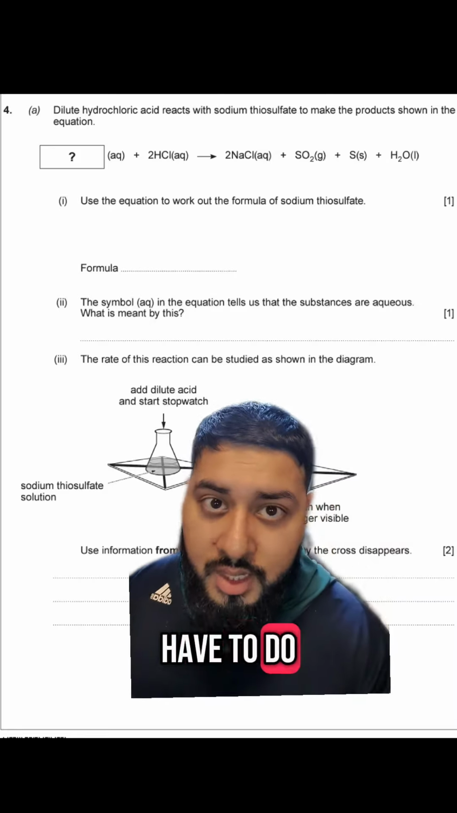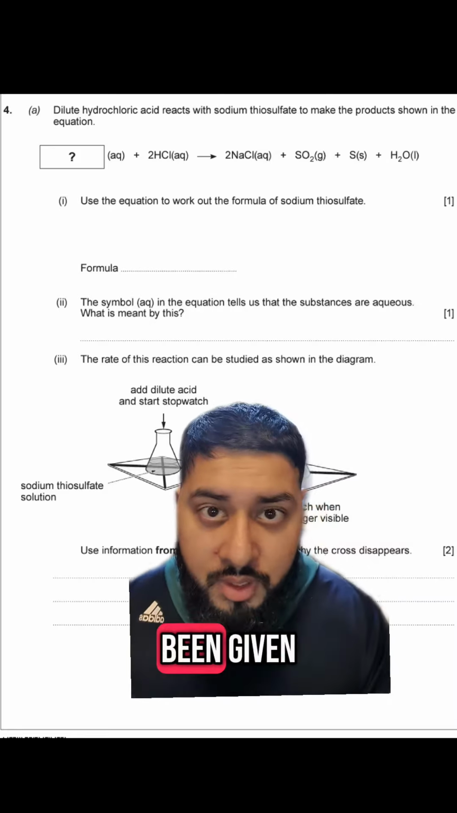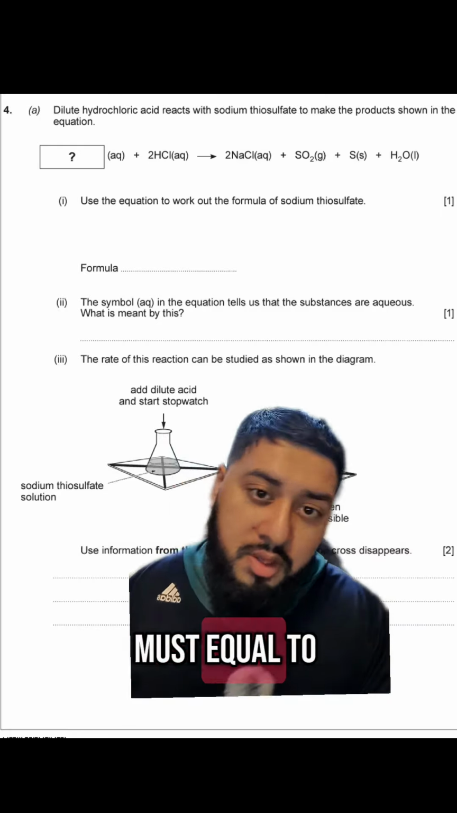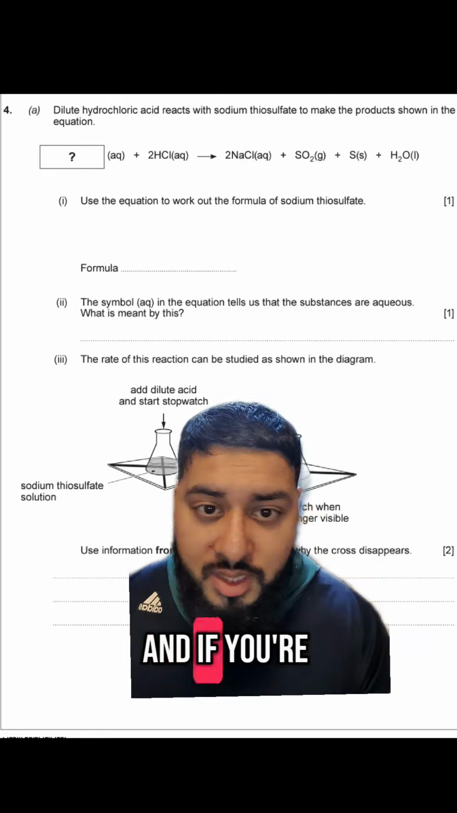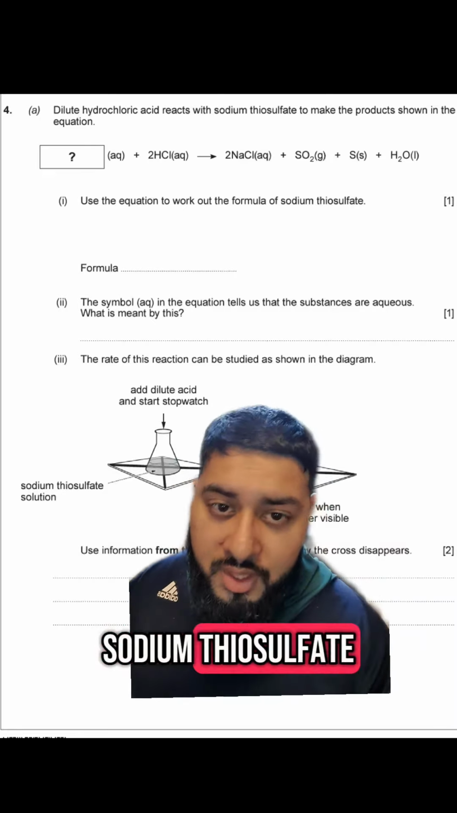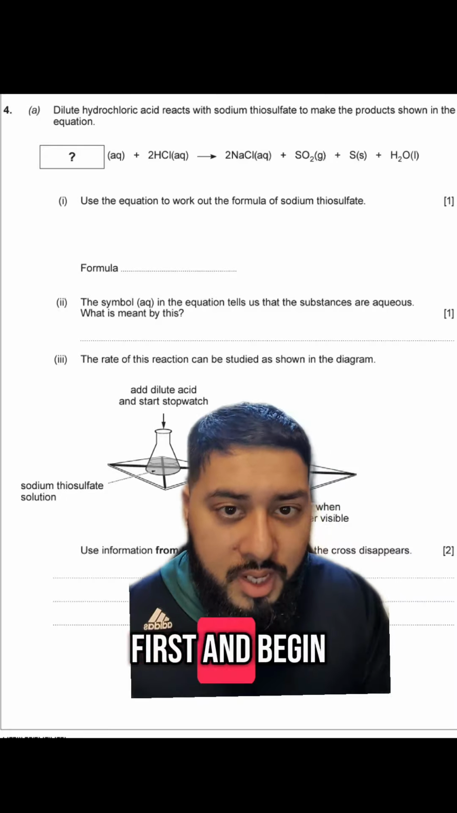Now, all you have to do is, you should realize that because the numbers have been given, the equation's already been balanced. So everything on the left hand side of the arrow must equal everything on the right hand side of the arrow. And if you're still stuck where to start off from, they give the formula sodium thiosulfate, so write Na down first and begin from there.